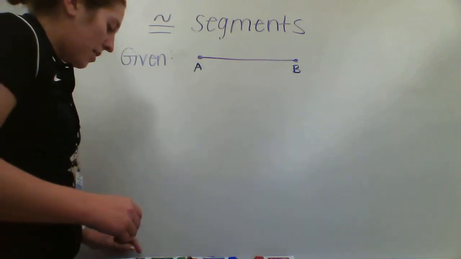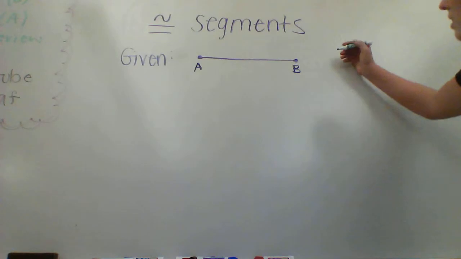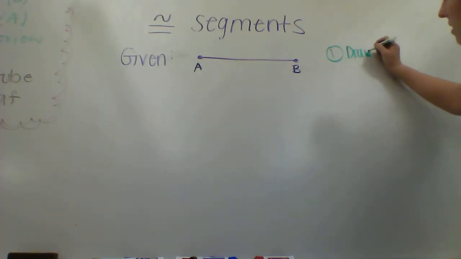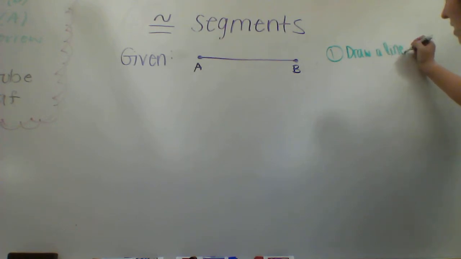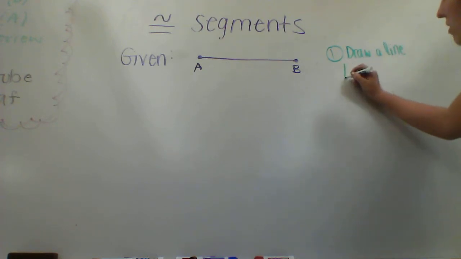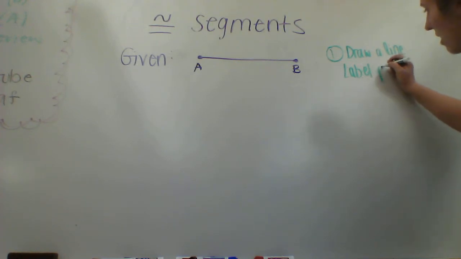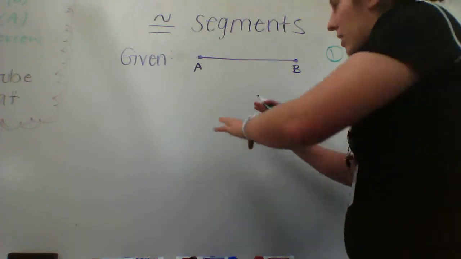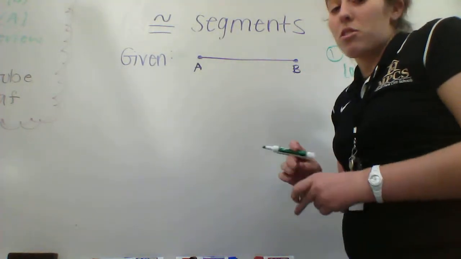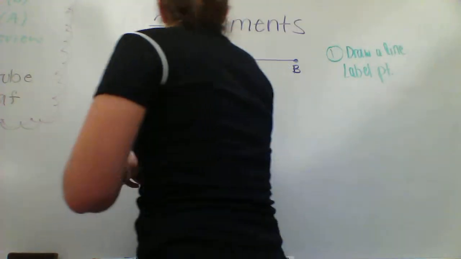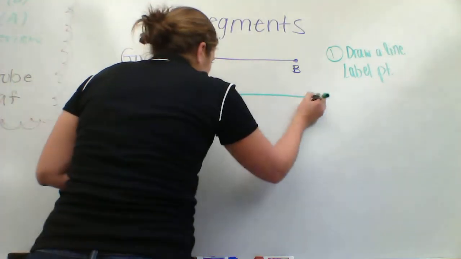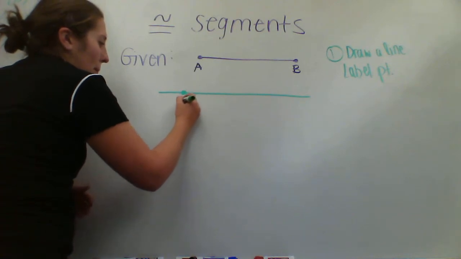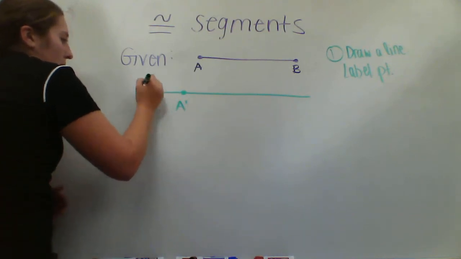So the first step that we're going to do is number 1, we're going to draw a line, and then we're going to label a point on the line. You should draw a line using a straight edge. I do not have one big enough for the board, so I'm going to freehand it, but you should always use a straight edge like a ruler or a protractor. So I'm going to draw my line. And you're going to label a point. I'm going to label mine A prime. That was step number 1.